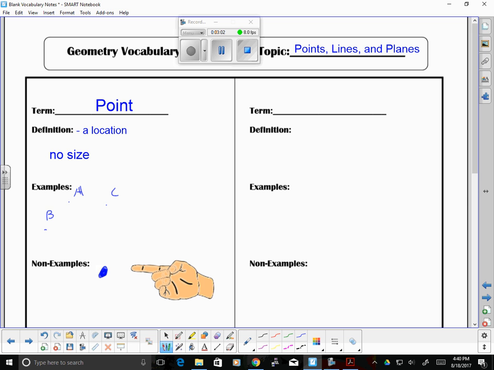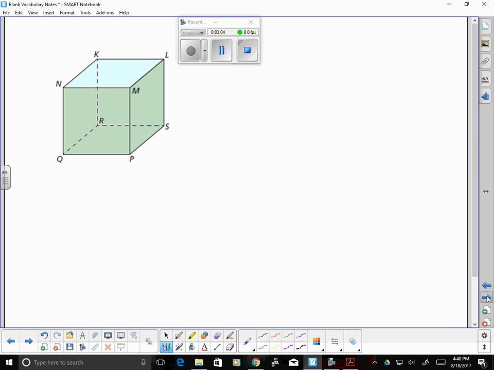Other examples of a point would be, in this case, you have many different points. We could just list them out. You have the points K, L, M, N, Q, P, R, and S. Those are all the points that are named.